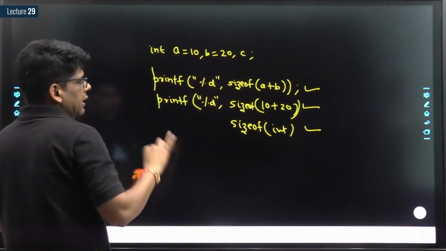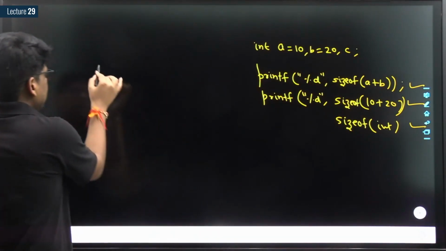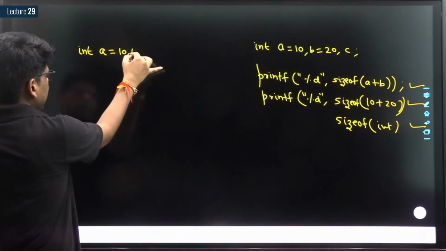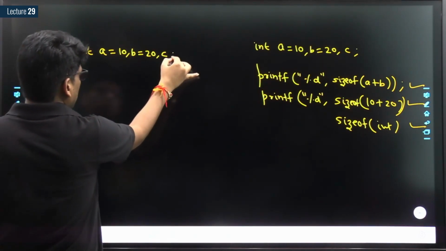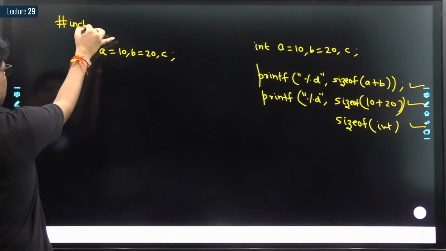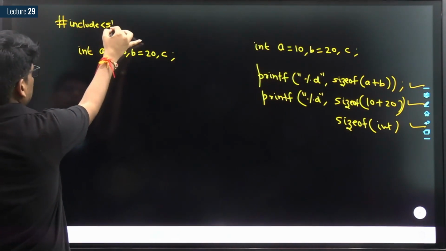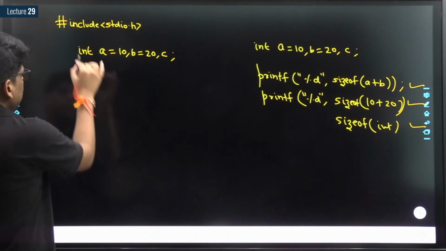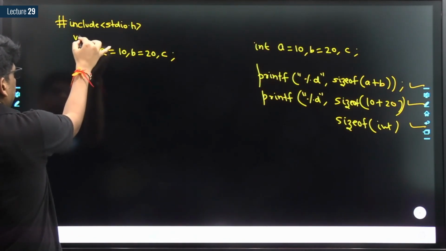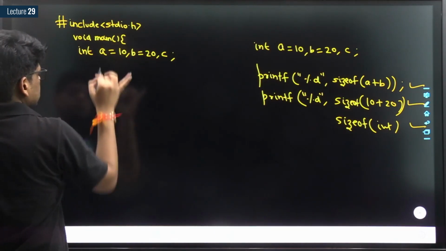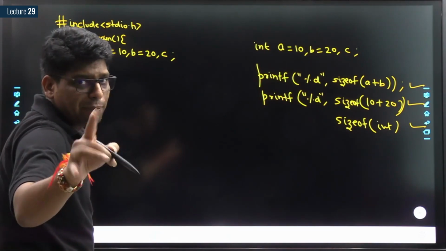Okay, sir. Try to understand. If I write something like this: #include <stdio.h>, void main, int a is equal to 10, b is equal to 20, comma c. Be ready with pen and paper.